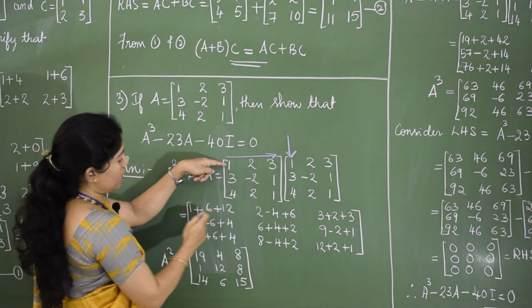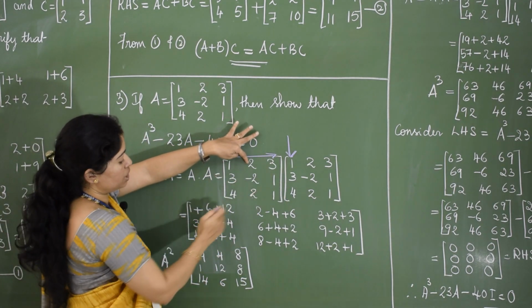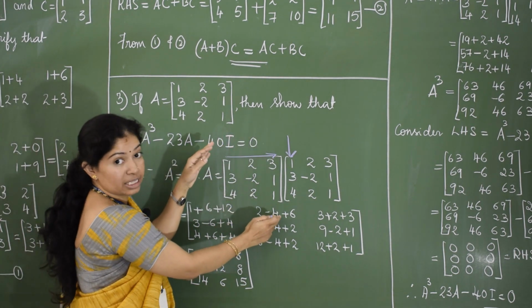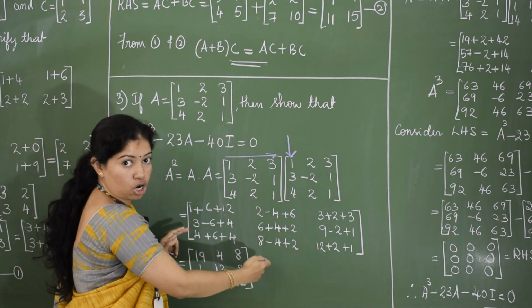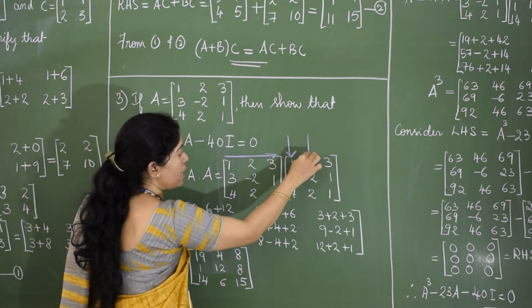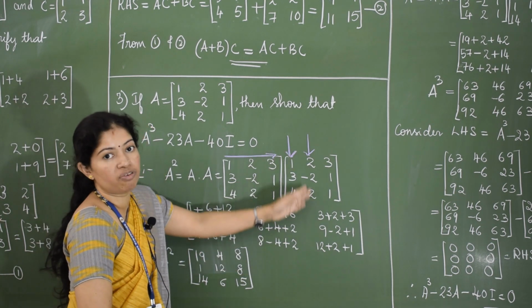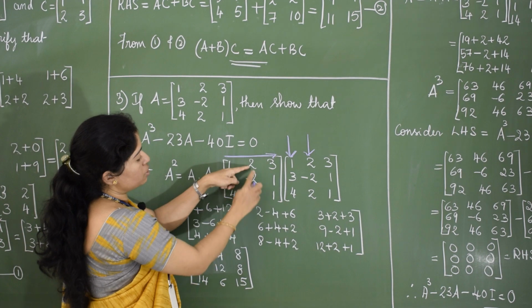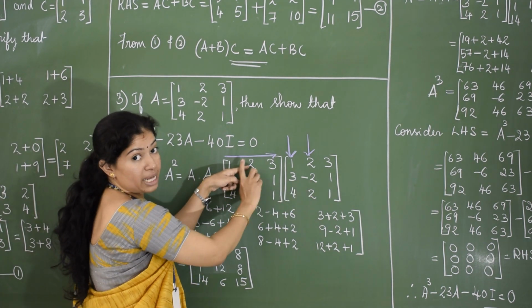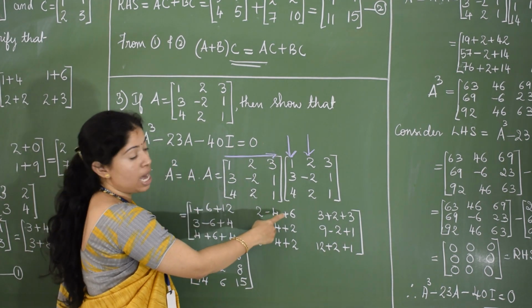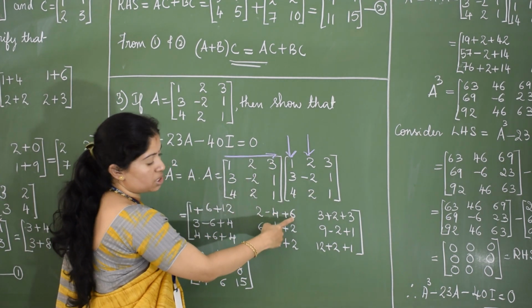So 1 into 1, 1, plus 2 into 3, 6, plus 3 into 4, 12. Next coming to this, this is first row, second column. So you have to take first row, multiply the corresponding elements of the second column. 1 into 2, 2, plus 2 into minus 2, plus into minus is minus. So 2 into minus 2, minus 4, plus 3 into 2 is 6.